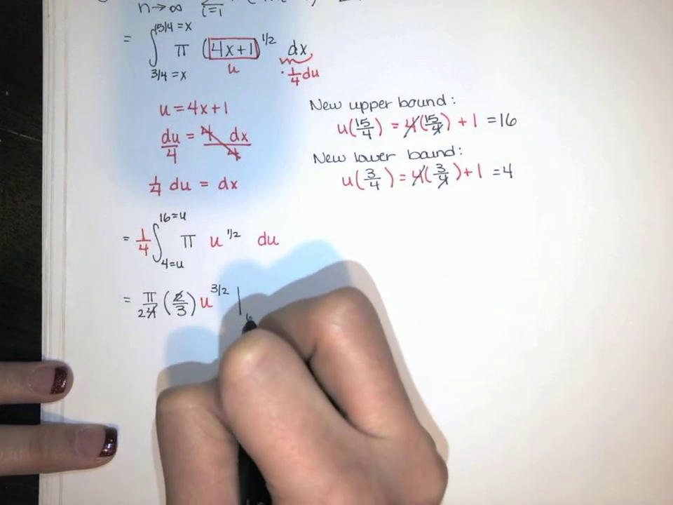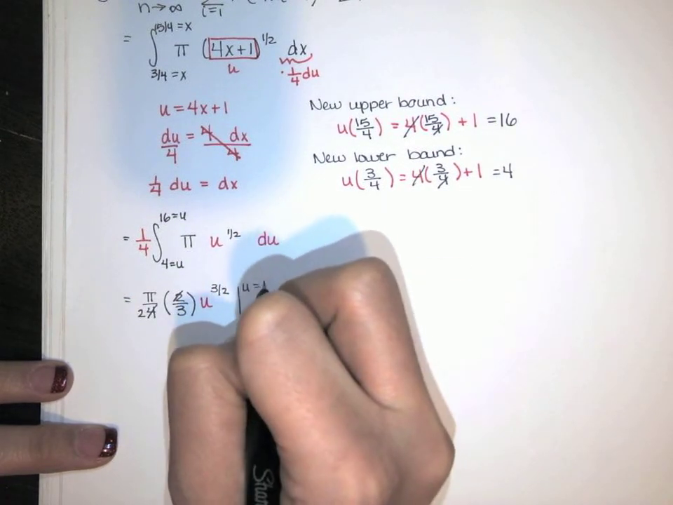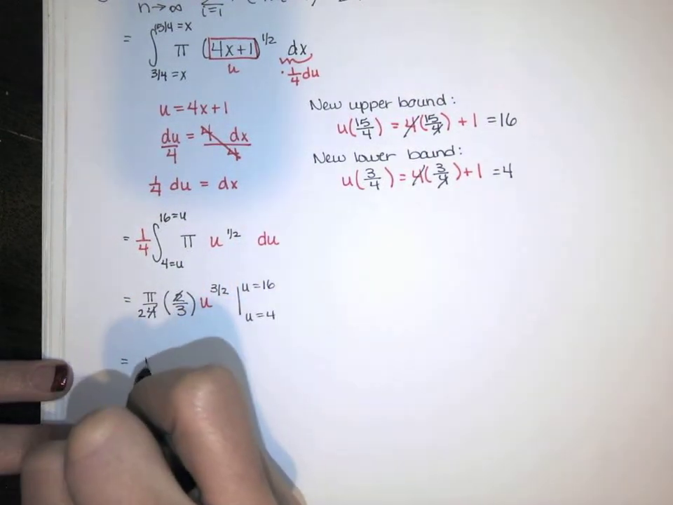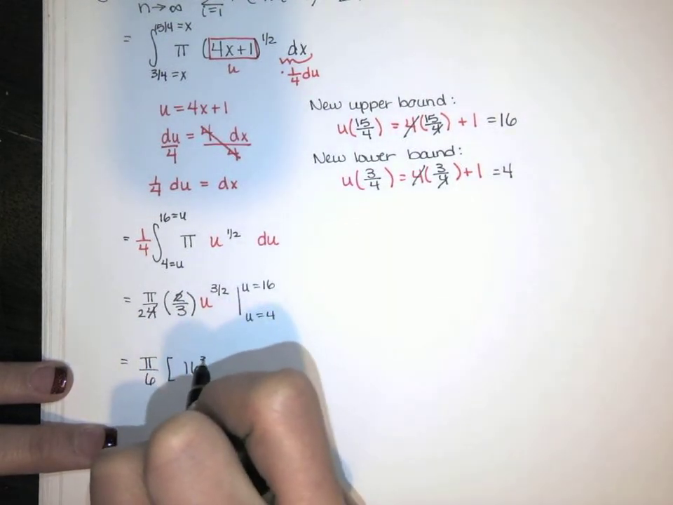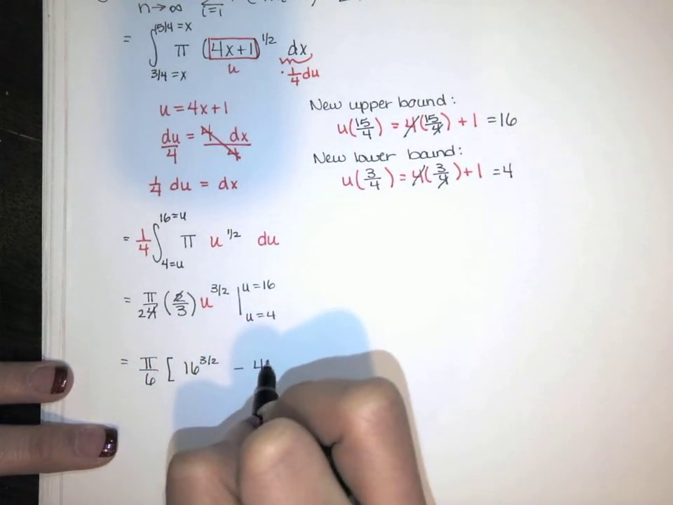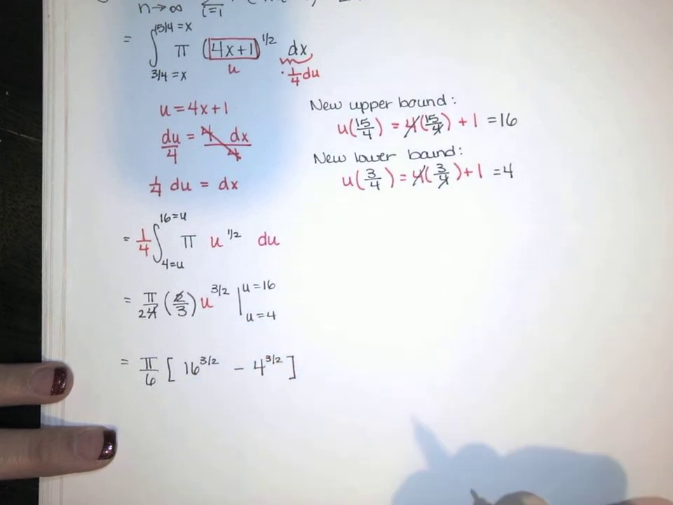Now we're going to evaluate this from u equals 4 to u equals 16. So I have pi over 6 times 16 to the 3 halves minus 4 to the 3 halves. That's our answer.